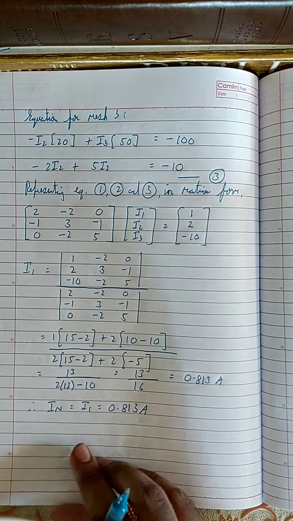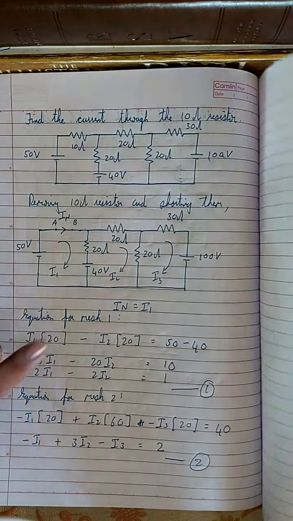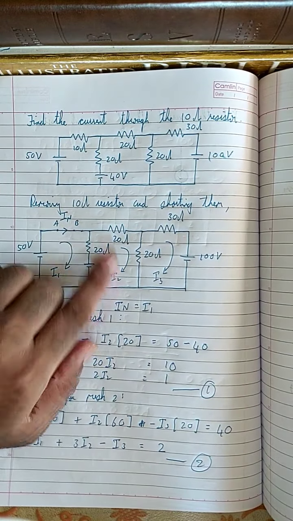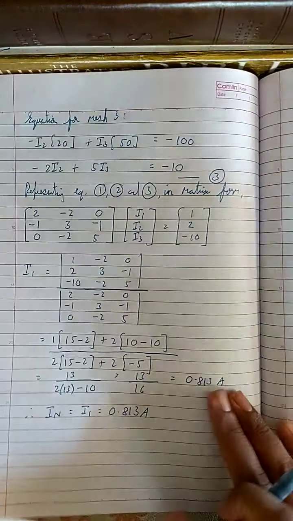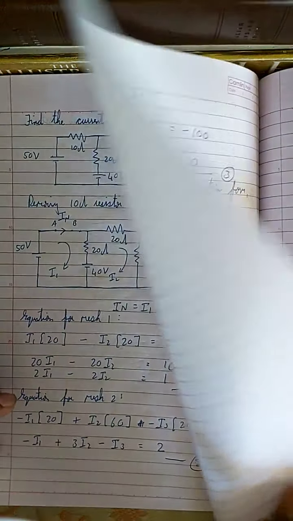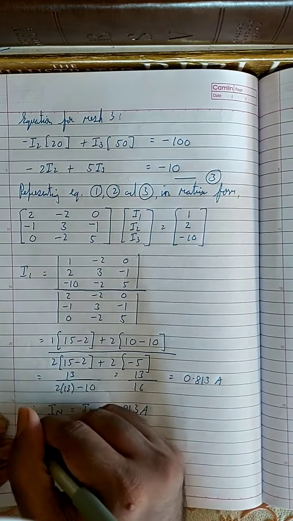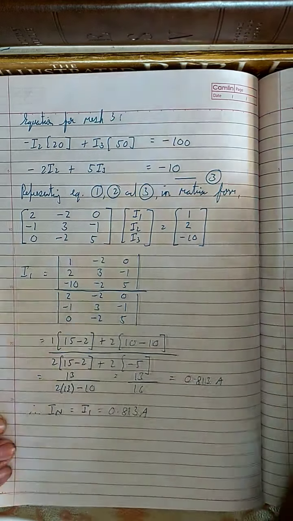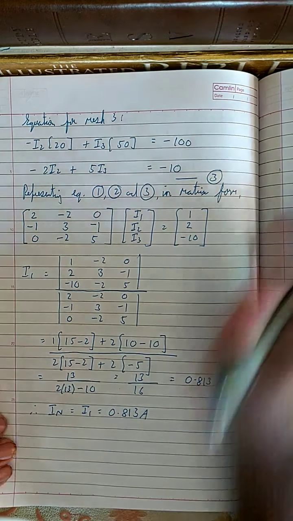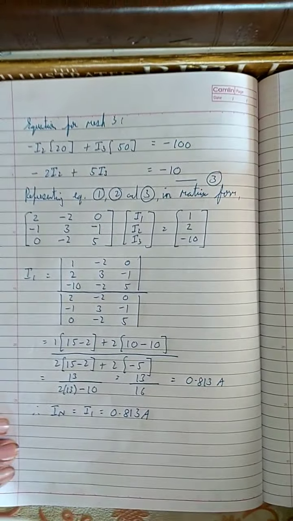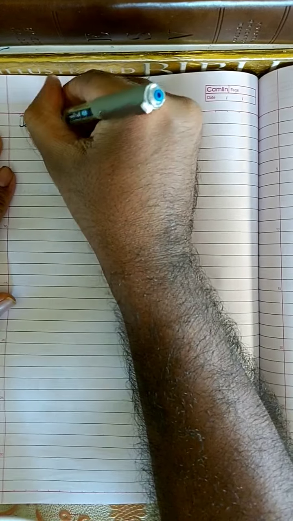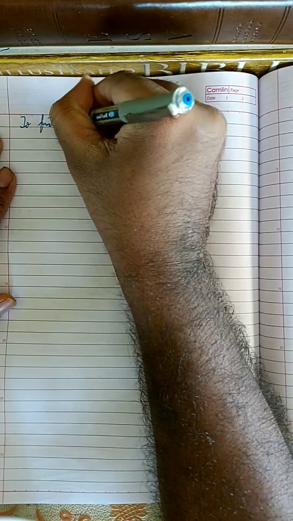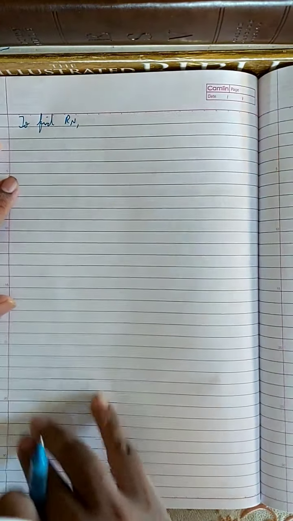Next you're going to find the Norton's resistor, right? There's no need of calling it impedance because only resistors are here, so it's actually Norton's resistor, Rn. Okay. So to find Rn, next page.